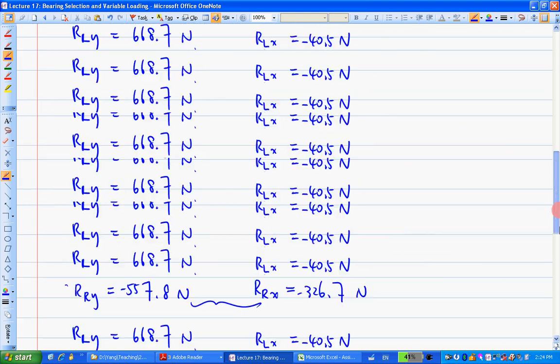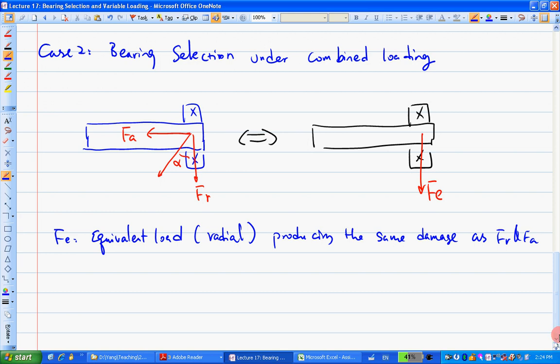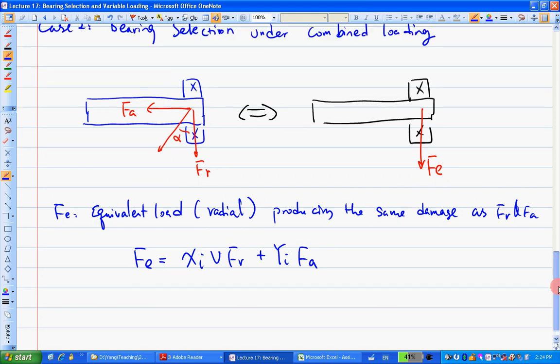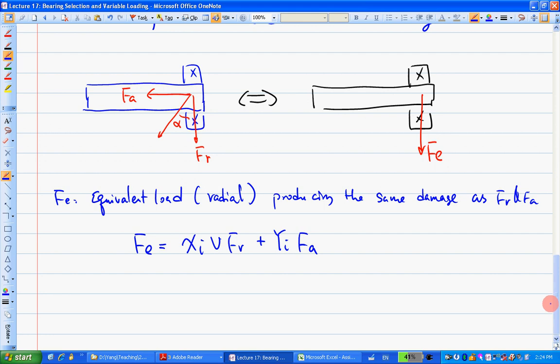So here's the formula for calculating FE. It's actually an empirical equation, called an empirical formula, plus Y FA. Let's explain each one of them. First of all, FR and FA are the radial load and the axial load. The capital V here is the same V as we indicated before: if the inner ring rotates it is 1, if the outer ring rotates it is 1.2. So V is the same thing.